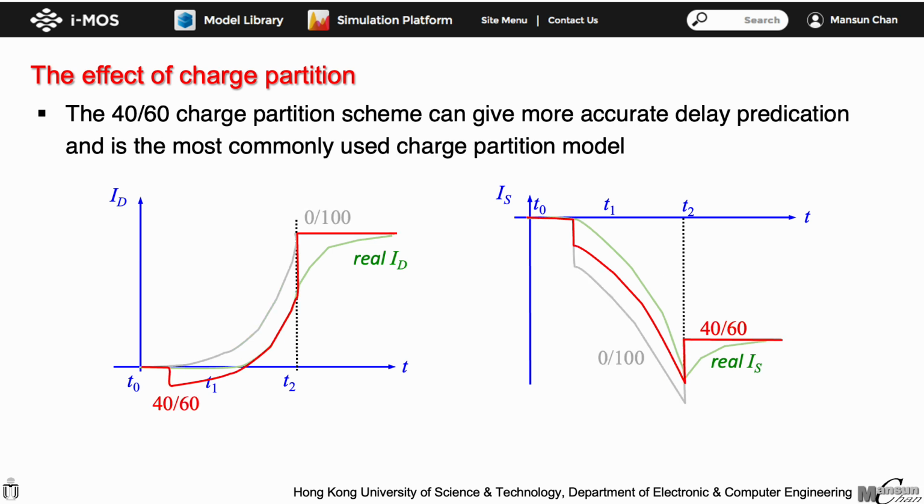If the purpose of the simulation is to get the delay of the circuit, the 40-60 charge partition model is closer to reality, as shown in the figure here. Therefore, it is the most often used charge partition model. But the negative current pulse due to channel charging current can still be observed if the ramp rate of the input pulse is fast enough.